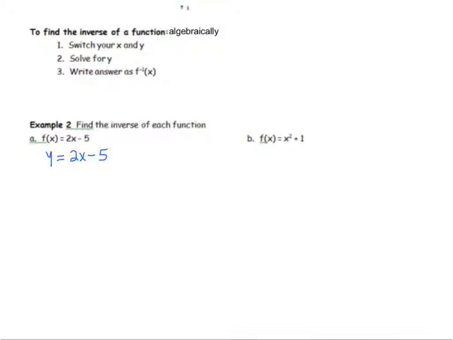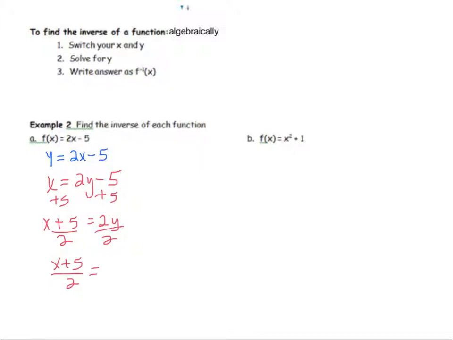And then in order to find the inverse, I'm going to switch the x and the y, and then I'm going to solve for y. So I'm going to add a 5 to both sides. x plus 5 equals 2y. Divide by 2 on both sides, and I have (x plus 5) over 2 equals f inverse of x. And I have found the inverse of that function, which is also a line, by the way. It just has a different slope and y-intercept.